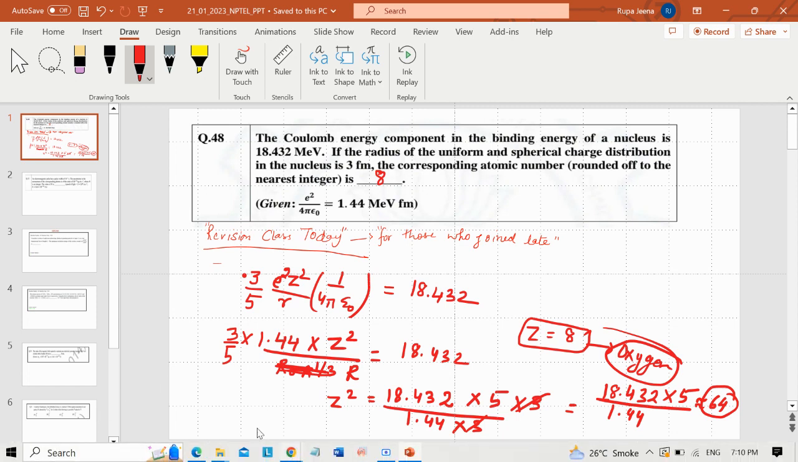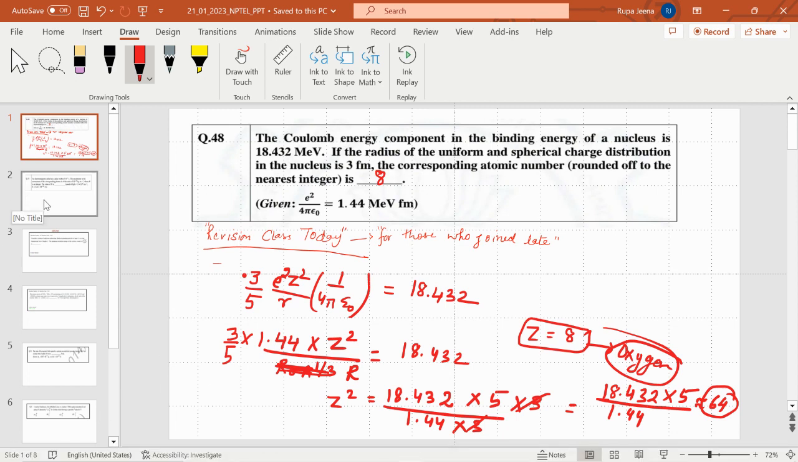Now, moving on to the next question. Everyone, what about others? Are you guys done with this? Do you know where 8 is coming from? Because this is a straightforward question. You have to put everything in the formula and get the value of Z square, and Z will be 8.